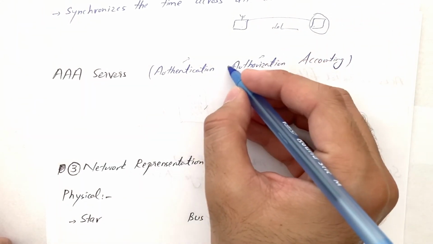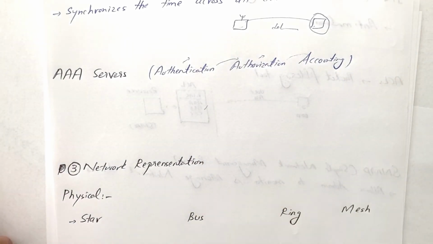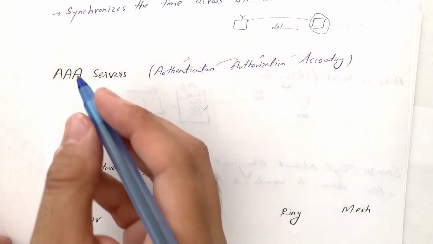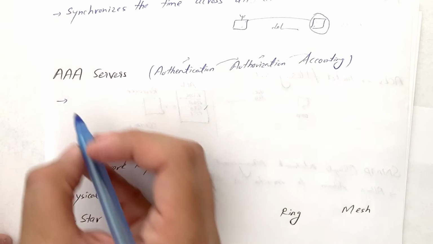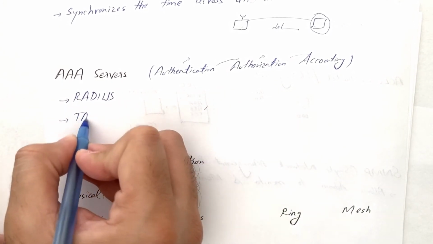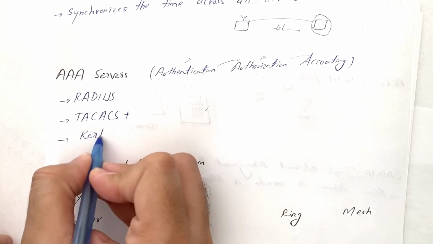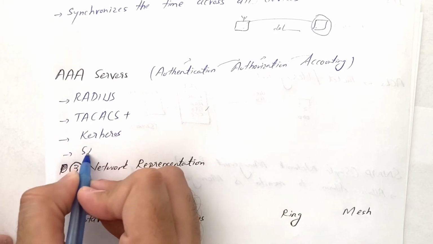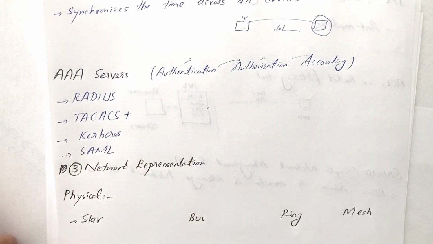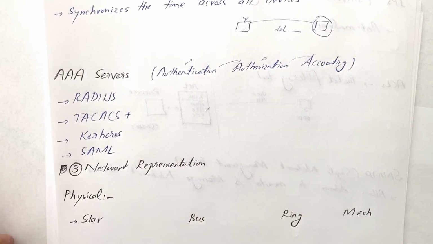Authorization is, after successful authentication, how much you can access. Accounting is, after giving you access, the system makes a log of your activities. That is accounting. So, AAA servers: there are plenty of them. One is Radius. Second is TACACS Plus. Then we have Kerberos. We have SAML. There are plenty of other types of AAA servers through which we can ensure authentication, authorization, and accounting as well.